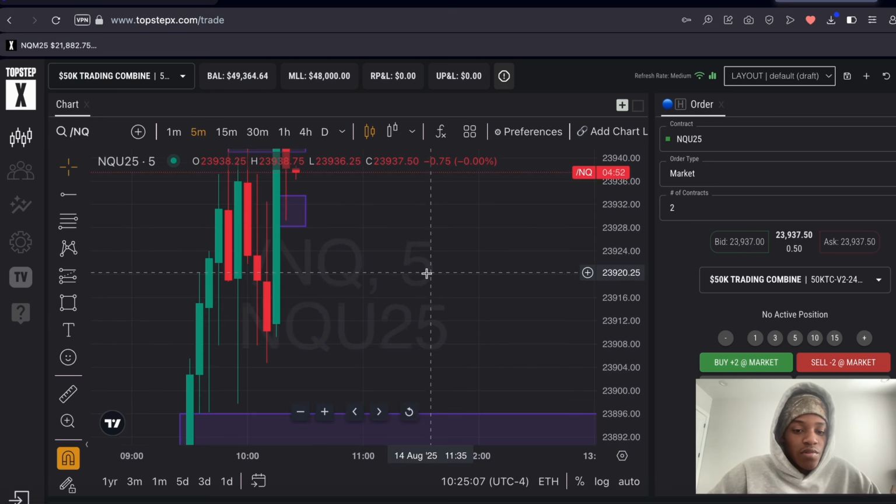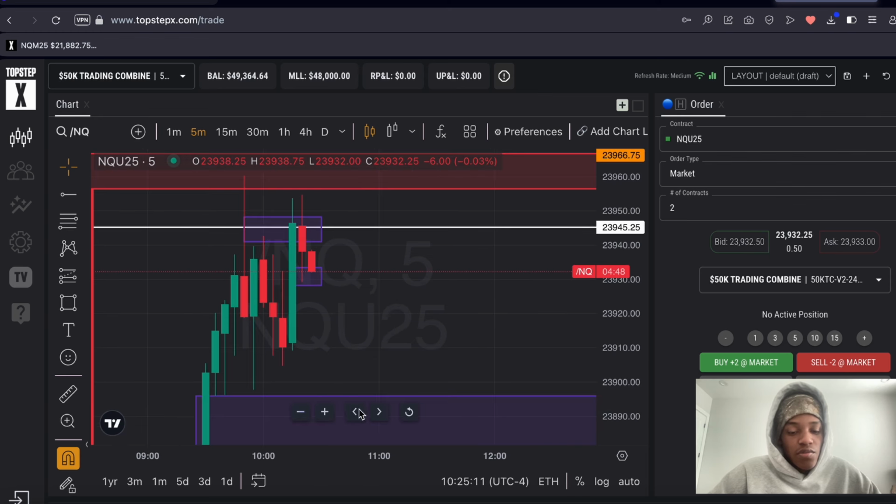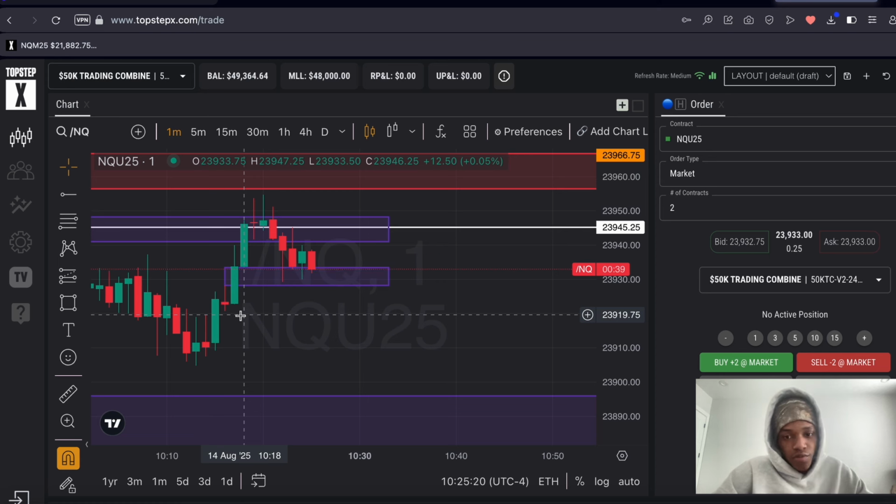Still waiting for them. Just 5 minutes didn't even get grazed. So waiting for that. Or I might just low key not even trade today.